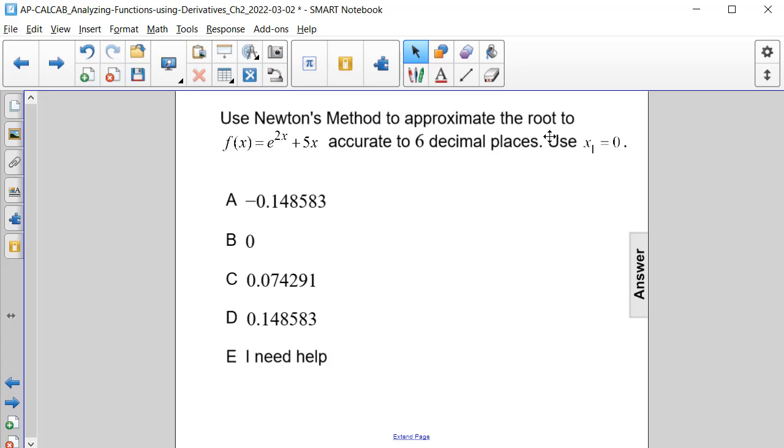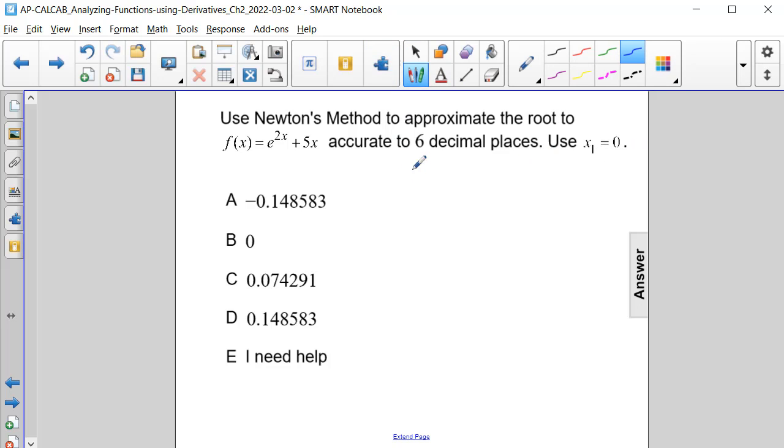Use Newton's method to approximate the root of f of x equals e raised to the 2x power plus 5x. Make it accurate to 6 decimal places. Use x sub 1 equals 0.